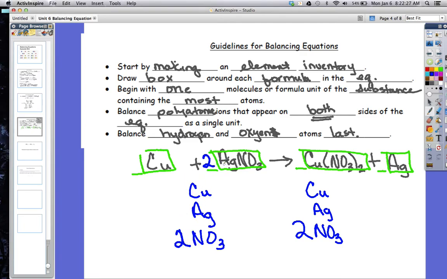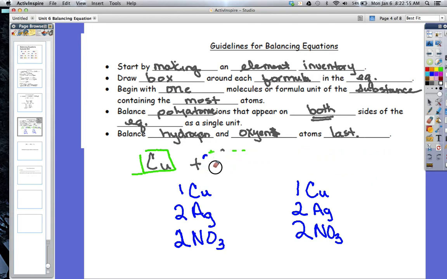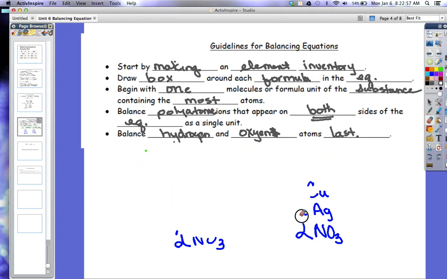Now let's just say silver. I've got 2 silvers here, but I only have 1 here. So I need to put a 2 in front of my silver. That makes those equal. Copper, I have 1 over here and I have 1 over here. So that gives me 1 copper, 2 silvers, 2 nitrates, 1 copper, 2 silvers, 2 nitrates. So that's balanced. Okay, now if you have a polyatomic ion that is not the same on each side, then you have to balance those out individually.